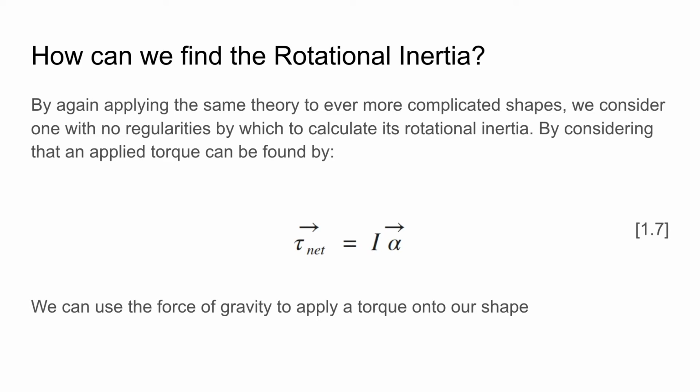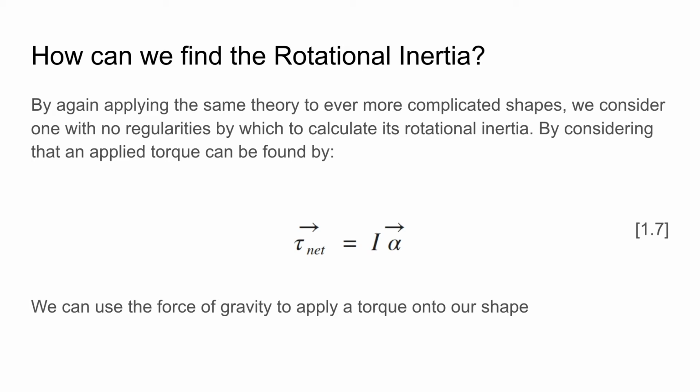So how can we find the rotational inertia? By again applying the same theory to even more complicated shapes, we consider one with no regularity by which to calculate its rotational inertia. By considering that an applied torque can be found by Formula 1.7.